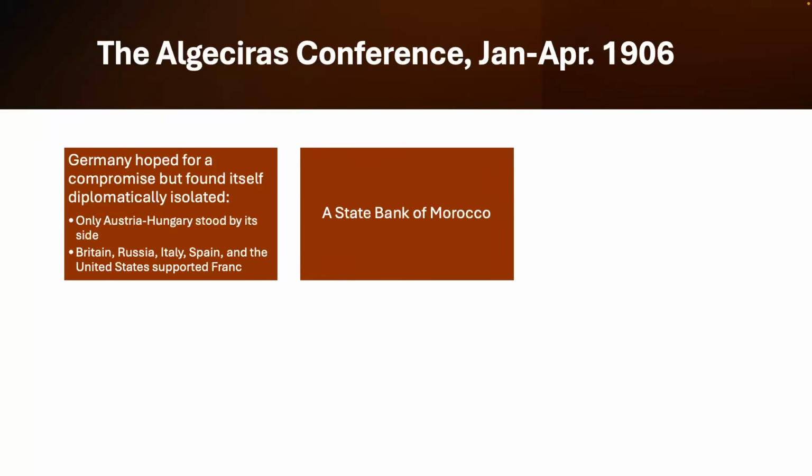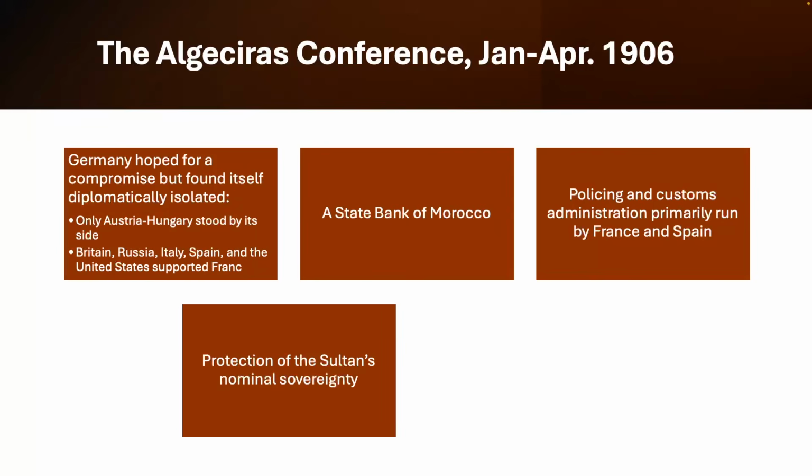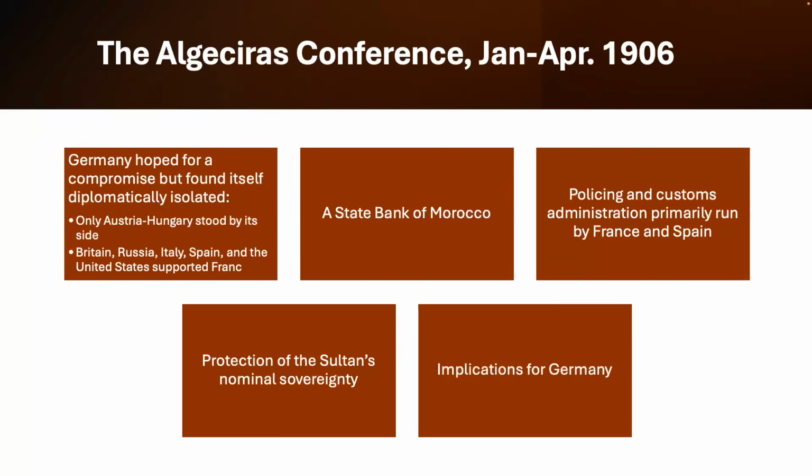The outcomes included the creation of a state bank of Morocco that was backed by bankers and financiers in France, Britain, Spain, Germany, and the US, which would limit unilateral control by any one single power. That was a genuine positive change that basically meant that no one single country had the ability to interfere too much with Moroccan independence and with Moroccan politics, because all of these countries are themselves contributing little amounts to this Bank of Morocco. There would also be the policing and customs administration in Morocco being primarily run by the French and by the Spanish, and there is also the protection of the Sultan's nominal sovereignty and free trading rights for all signatories.